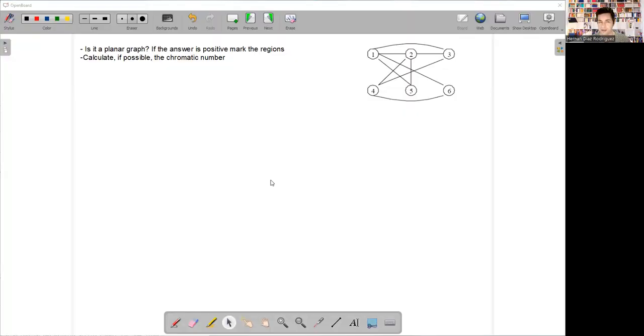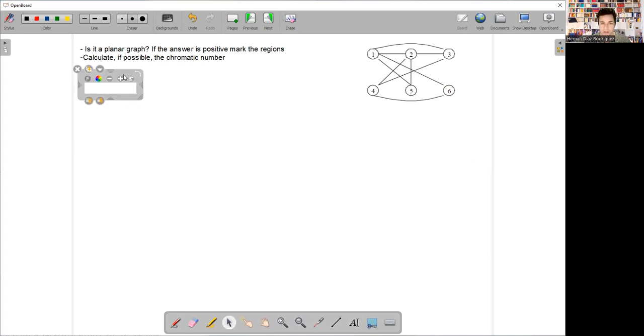I'm going to share the screen. And this is the problem that we have for today. As you can see, it is the same graph as in the last lecture, right? So we are going to continue working with this graph. The first question that we have is if it is a planar graph. And then if the answer is positive, we need to mark the regions in the graph.